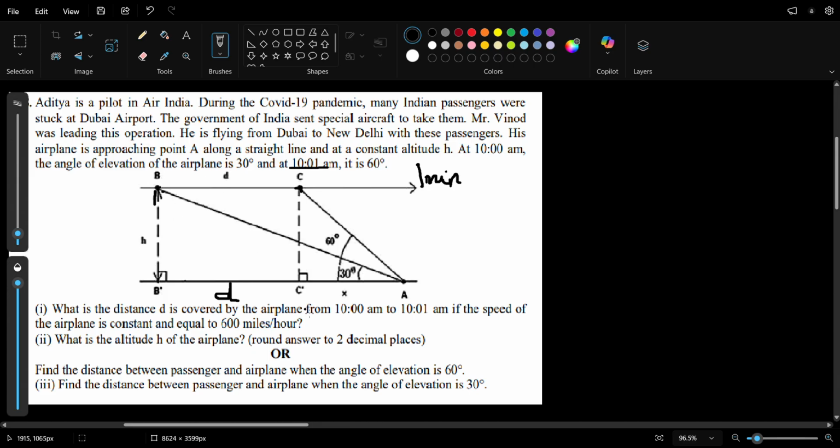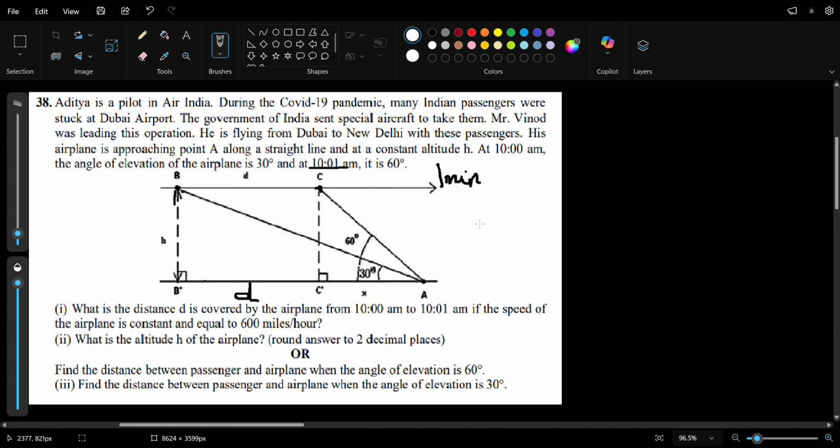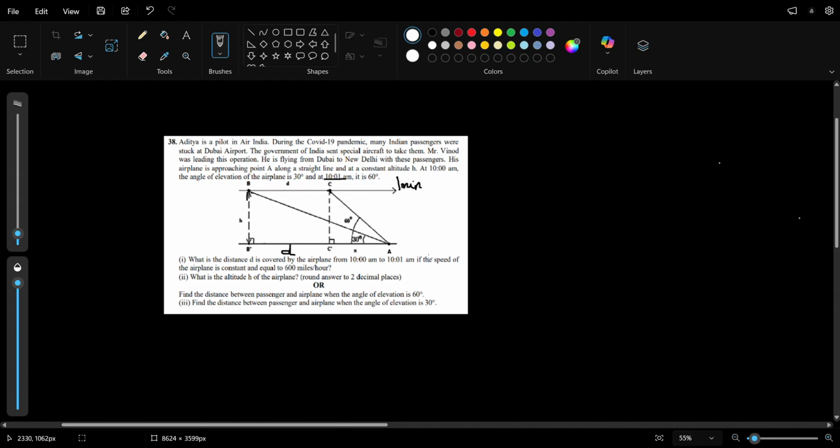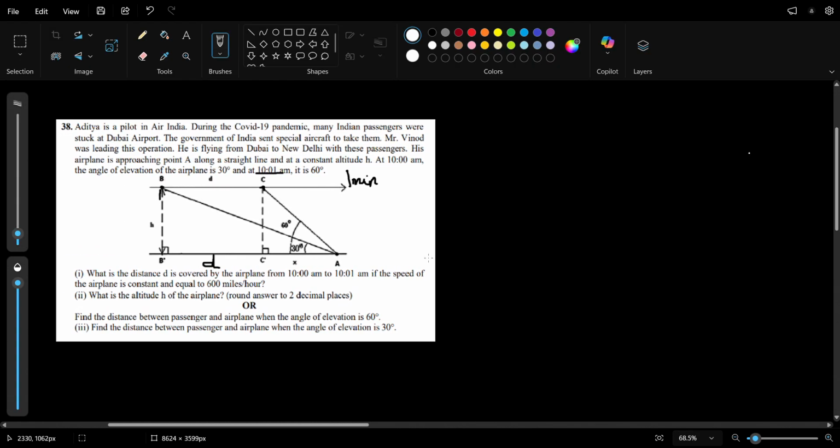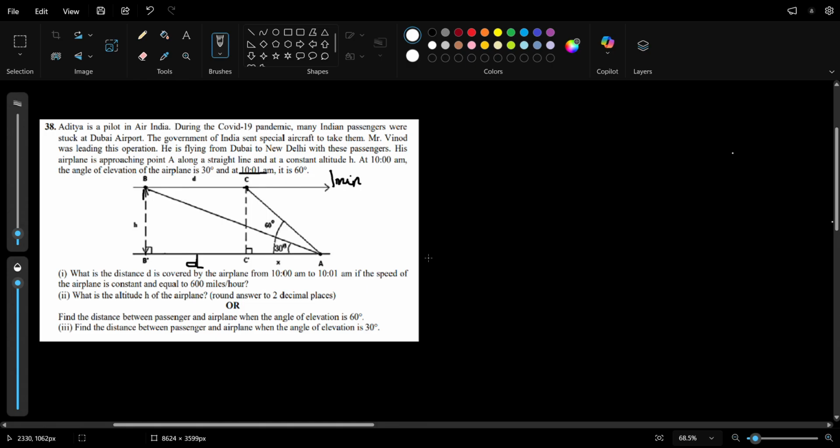How do you find that? Let's find the distance d covered by the airplane from 10 a.m. to 10:01 a.m., if the speed of the airplane is constant, equal to 600 miles per hour. Let's do the first one. So it says 600 miles, and don't convert it to kilometers.